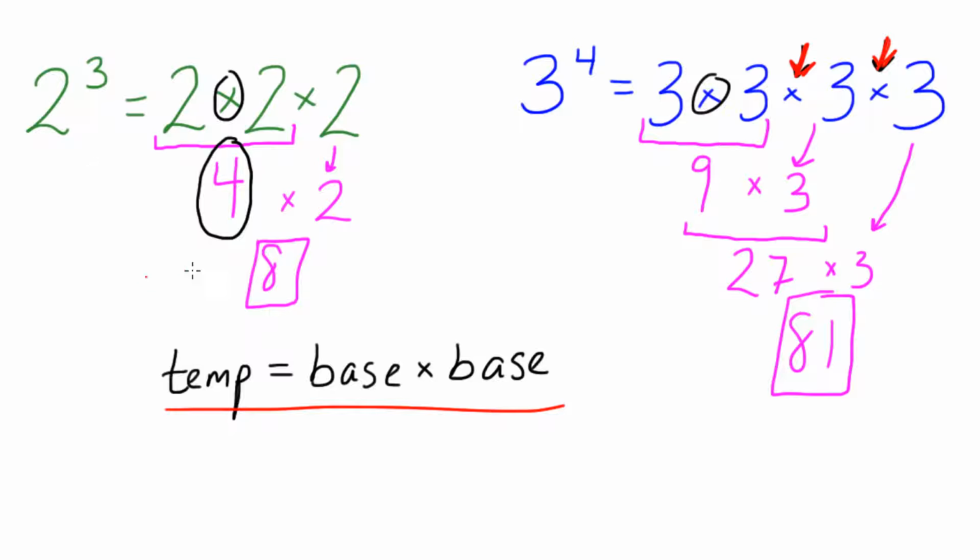All right, maybe it'll help out if I write out what I'm doing here. So what I do in my head is I create a temporary variable and set it equal to the base times the base.